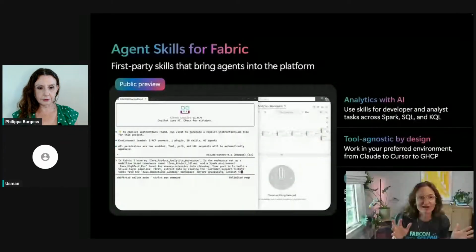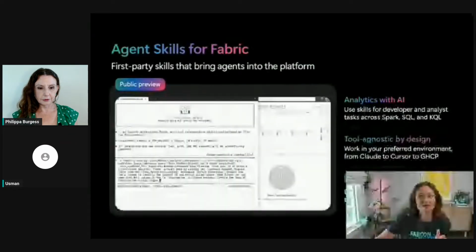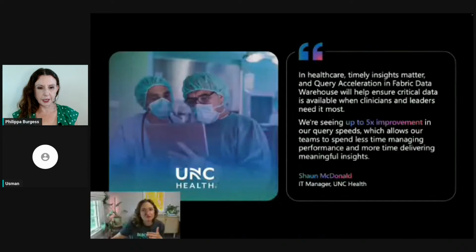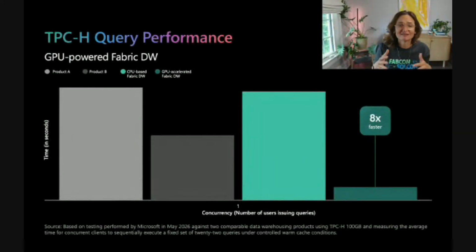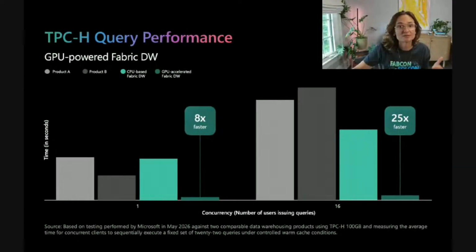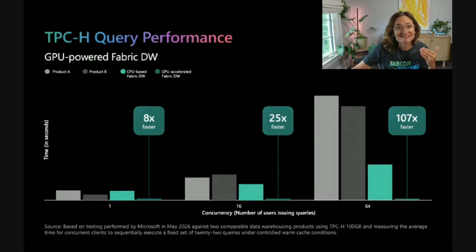Okay, let's bring it back just a little bit. And how does your GPU query acceleration work? Basically, you flip a switch and you see improvements. Now, the cool thing is, for a single user, immediately you start to see eight times faster improvements on your queries. But the amazing thing here is as you get more users, as you increase the load and the concurrency, you see more and more improvements, up to 107 times faster. This is amazing because instead of degrading as your load increases, the performance is actually improving.